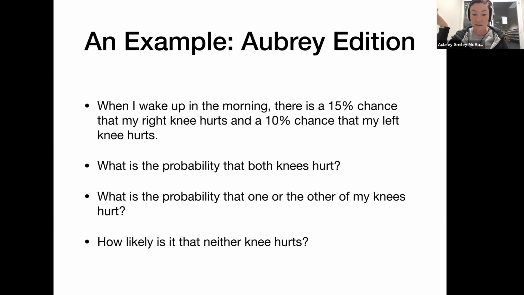And then what is the likelihood that neither knee hurts? You take that probability of A or B and you do 1 minus that. So it's going to be all of that blank space around your Venn diagram in the set. And that's how we do it with the equation.